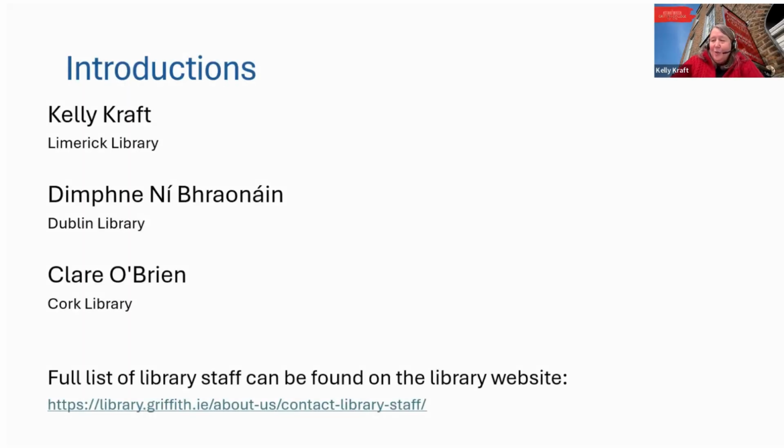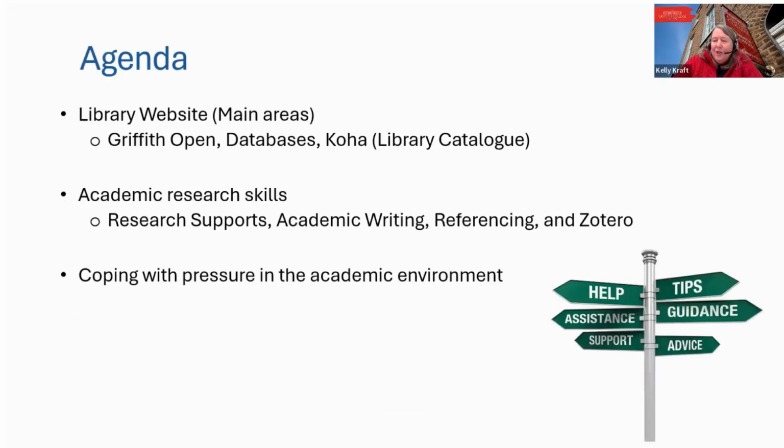Our approach today is in 3 parts. We will begin with an overview of the library website, which includes how to access Griffith Open, where the databases are located, and Koha, our library catalog, which includes physical materials that you can find within the library itself and electronic. Then Dimfna will continue on with academic research skills, speaking about research supports, academic writing, referencing, and Zotero. And finally, Claire will speak about coping with pressure in the academic environment.